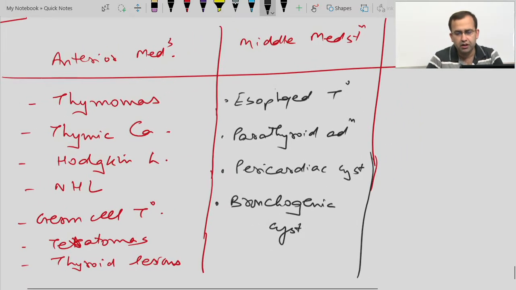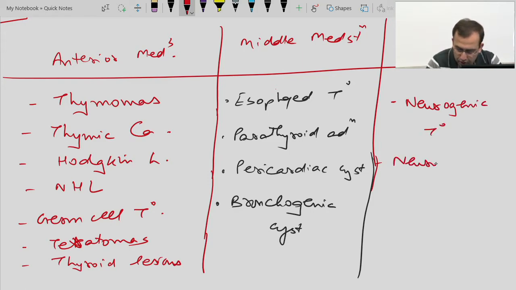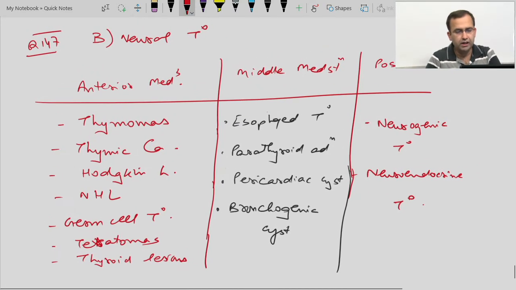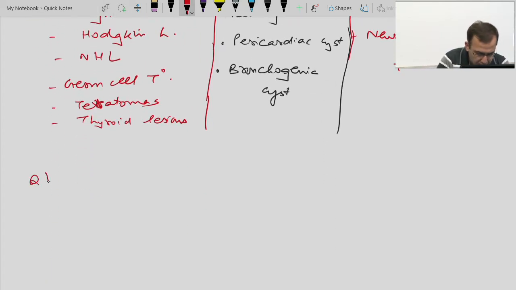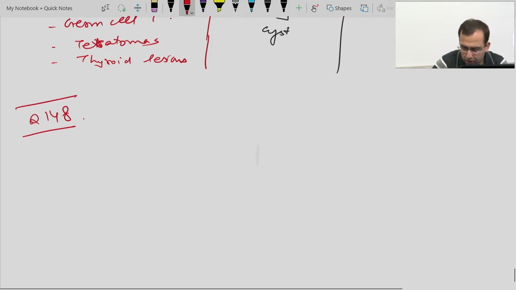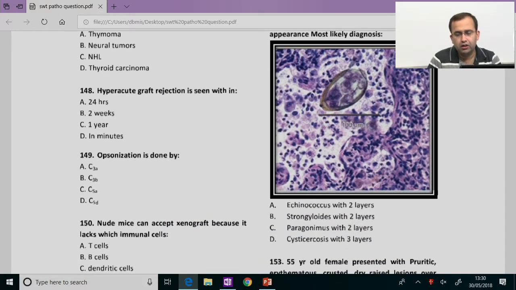They are the middle mediastinal, versus posterior mediastinal, which are the neural tumors, that is the neurogenic tumors and the neuroendocrine tumors. This is how we can divide the lesions of the mediastinum into anterior, middle and posterior mediastinum. Next, this gets us to question number 148.